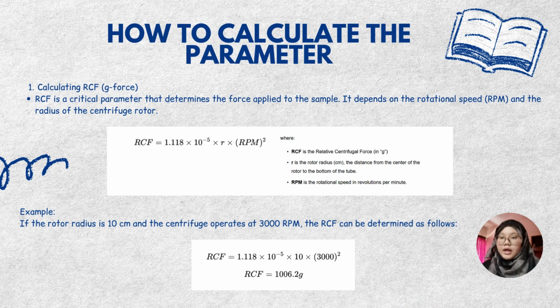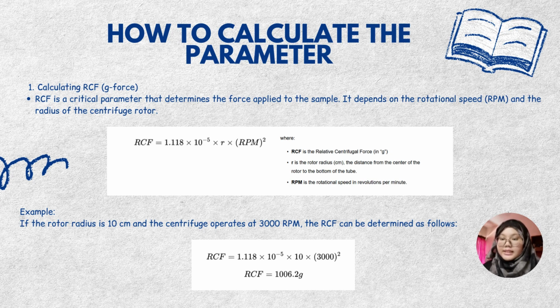Okay, next I'll explain how to calculate the parameters. Firstly, calculating the RCF. RCF is a critical parameter that determines the force applied to the sample. It depends on the rotational speed, RPM, and the radius of the centrifuge rotor. The formula is RCF equals 1.118 times 10 to the power of negative 5 times R times RPM squared. RCF is the relative centrifugal force, R is the rotor radius in cm, and RPM is the rotational speed in revolutions per minute. The first step is measuring the rotor's radius R, next determine the desired RPM, and lastly plug the values into the formula to calculate the RCF.